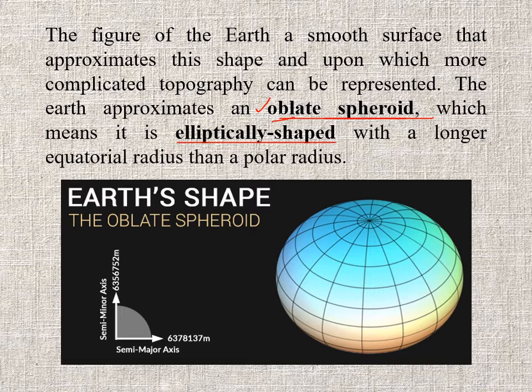Here you can see the values. The equatorial axis is about 6378 kilometers, whereas the polar axis is about 6356 kilometers. So the polar axis is about 23 kilometers shorter than the semi-major axis, that is, than the equatorial axis. So that makes the earth somewhat more bulgy near the equatorial region and more flattened towards the polar region.